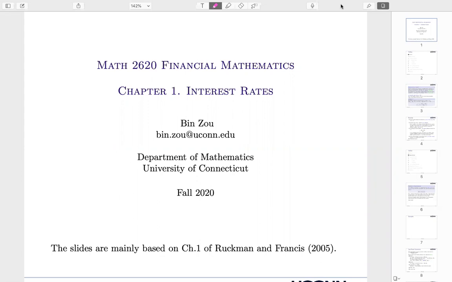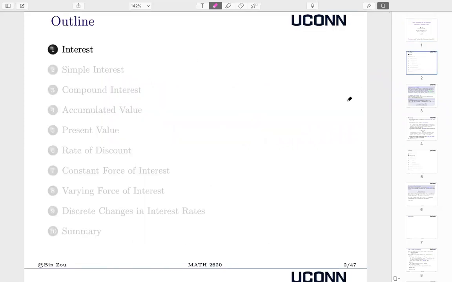And the first topic we learn is Chapter 1, Interest Rates. Here I prepared some lecture slides. These lecture slides are mainly based on Chapter 1 of the required textbook written by Ruckman and Francis. So here is the outline of the first topic. In short, the essential topic of this chapter is time value of money.